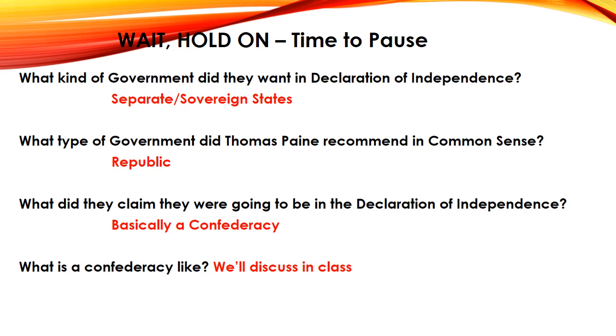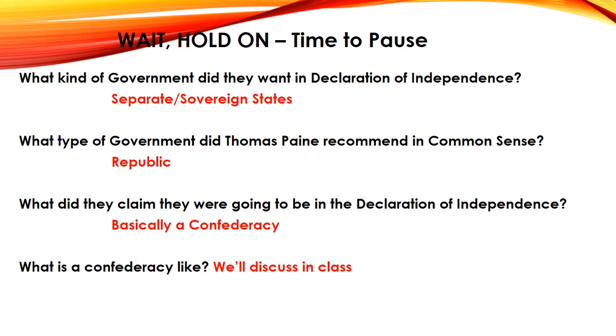What in the world were we doing fighting the war? What kind of government did we really want in a Declaration of Independence? We wanted separate sovereign states. All right, what type of government did Thomas Paine recommend? He recommended a republic, if you remember.